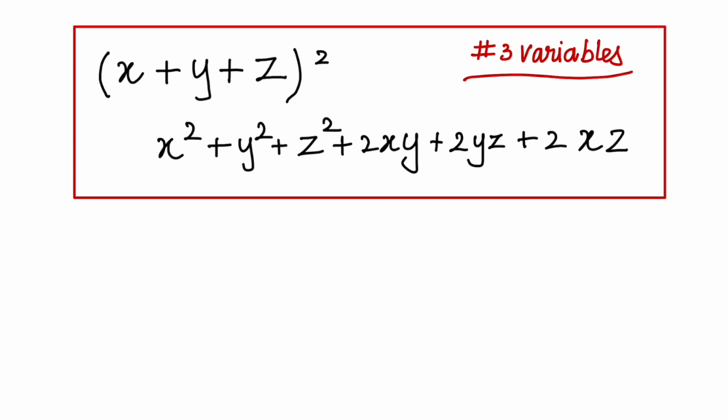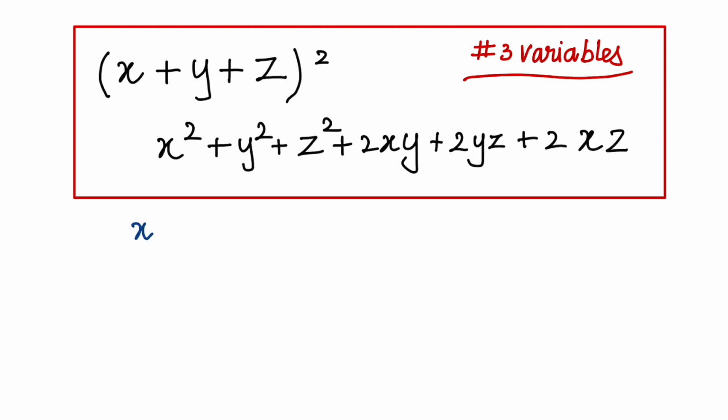Now I hope you can remember this. This is not a difficult identity to have in your mind. It's just x² + y² + z² + 2(xy + xz + yz), or you can also say xy, yz and xz. The order doesn't really matter. Now how can we derive this identity?